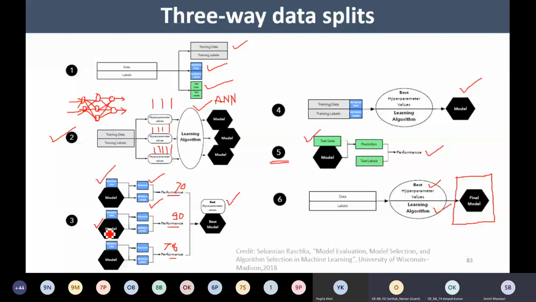Okay, ma'am. And ma'am, in step number 6, what is the data? Means it is external data, no? This data is the original data that we had earlier. In step number 1, whatever data we had, the entire data, that data we have used again to come up with a final model. Okay.